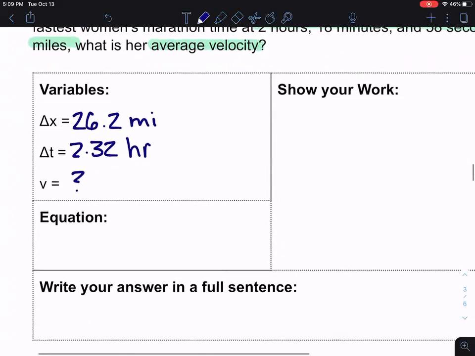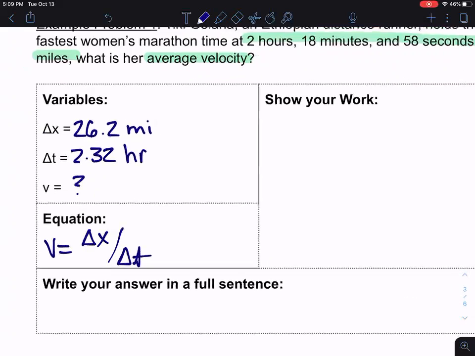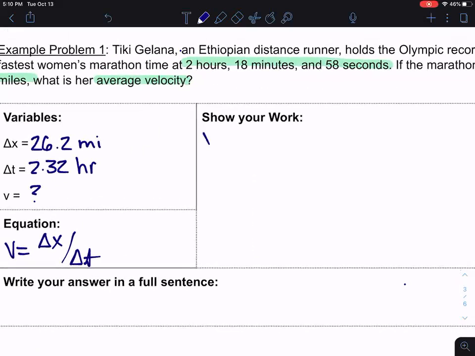I'm going to use my velocity equation from above. So V equals delta X over delta T. And then I'm going to show my work. I'm going to start with my equation.